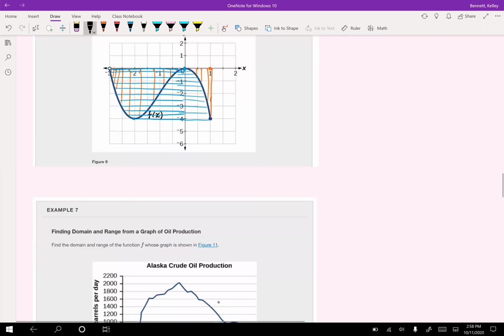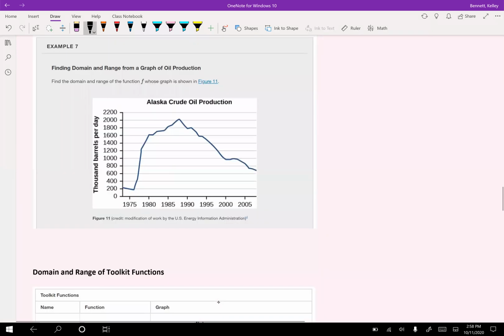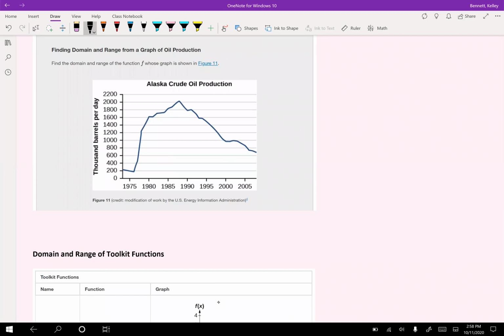So let's look at a more contextual problem. Here we've got a time series graph for crude oil production in thousands of barrels per day versus the year. The domain is going to be all of the possible x values. But where are we starting? I don't know. Let's call it 1973. So here's our domain. I'm including 1973, and I'm going up all the way to, let's say, 2008.